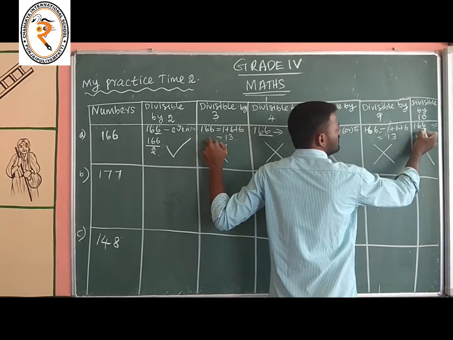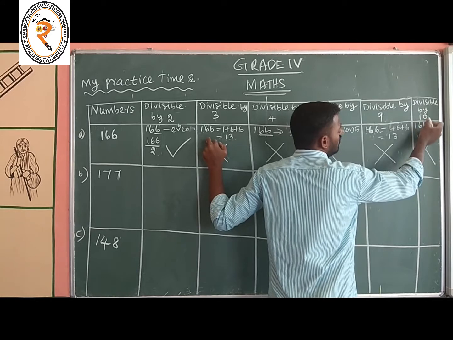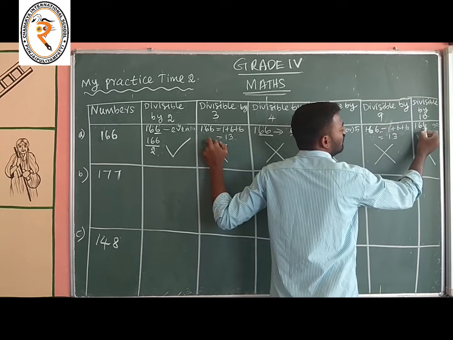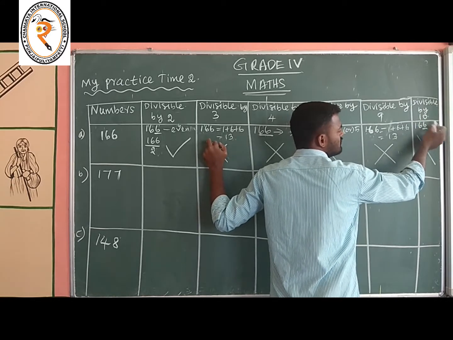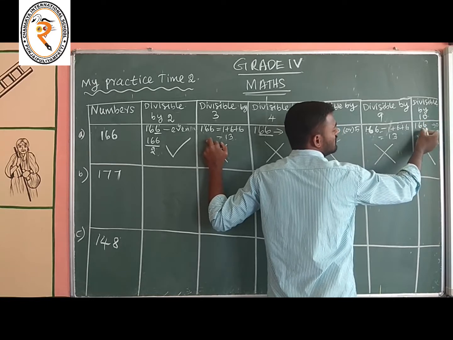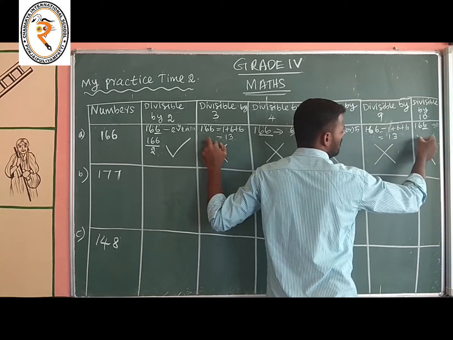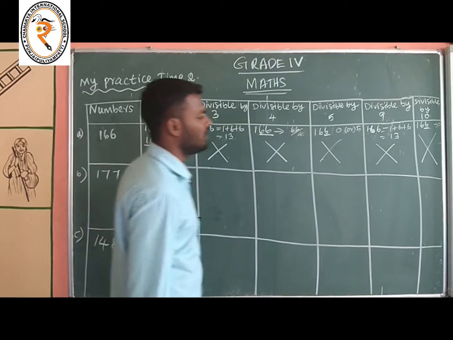Now the divisibility by 10 rule: if the last unit digit is 0, the number is divisible by 10. Here the last digit is 6, and 6 is not divisible by 10. Therefore 160 is not divisible by 10.